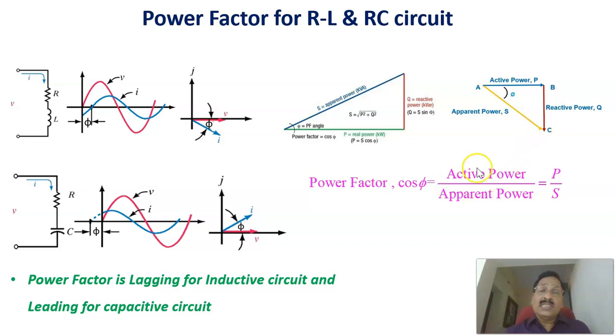In both cases, the equation is the same. For an inductive case, we call the power factor lagging. And here it is leading, because the current is leading the voltage in an RC circuit. In an RL circuit, the current is lagging the voltage by a certain angle phi, so we call it a lagging power factor. Therefore, the power factor is lagging for an inductive circuit and leading for a capacitive circuit. The basic equation for power factor is cos phi equal to active power divided by apparent power, or P by S.